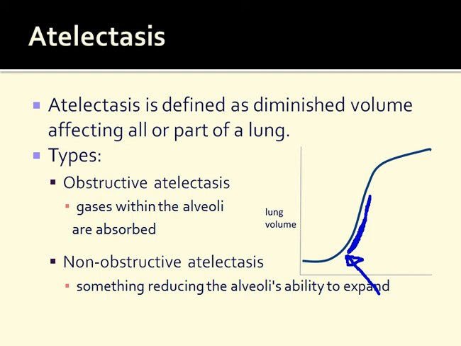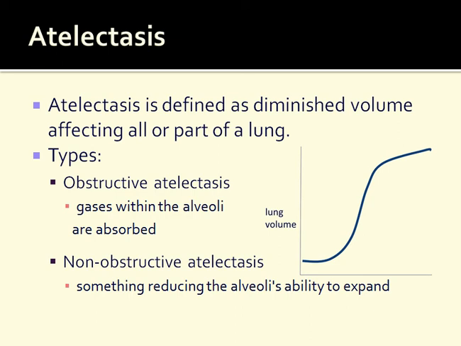Now, atelectasis refers to a reduction in volume. So basically, atelectasis refers to this part of the curve here. Okay, so the reduction in volume through to the complete collapse. And there are different types of atelectasis. There's obstructive atelectasis and there's non-obstructive atelectasis.